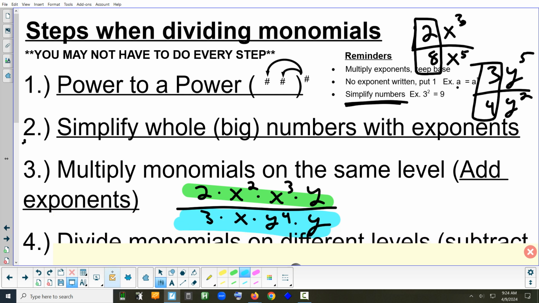Now, look at the bottom level separately. Is there anything in the bottom level that you can combine together? The y's. Yeah, you can combine the y's. When you combine y to the 4th with y, what would you get in the bottom for y? Y to the 5th. Exactly. I'm not going to go through and do that whole problem, but that's what I mean by step 3. Simplify what you can just in the top, and then just in the bottom.